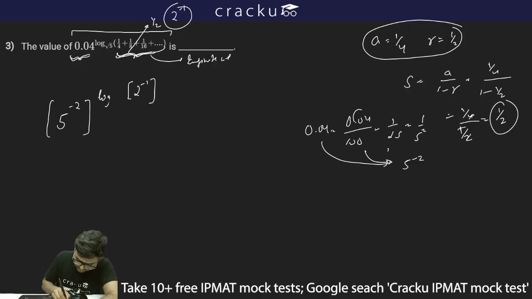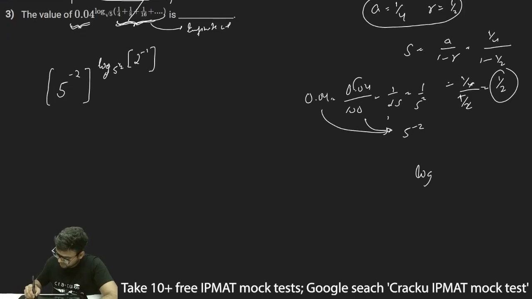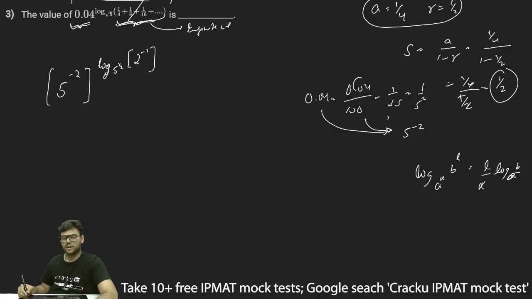I can write this as log of 5 to the whole power 1 by 2. Now we also know this, that if we have log base A to the power K of B to the power L, this can be written as L upon K log B to base A.